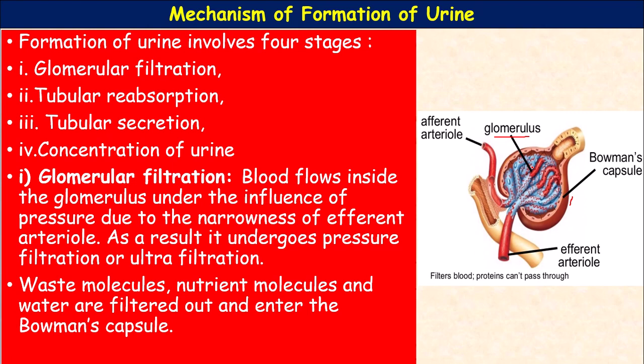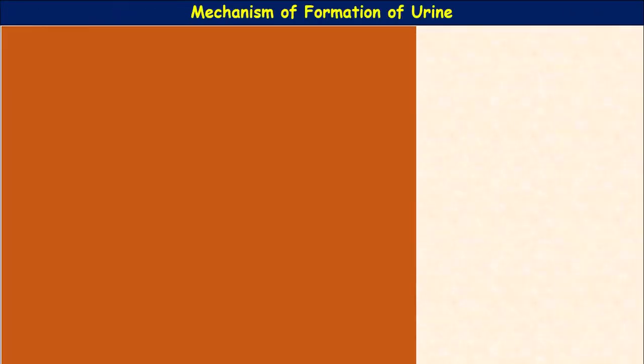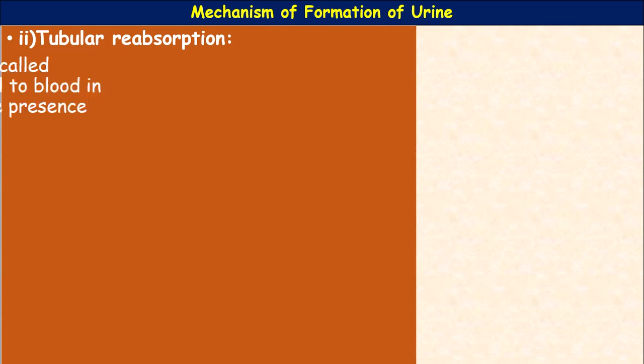Okay, so here only the concept is given. Everything is given in your book, please read. Let us proceed to the second stage. What is that second stage of filtration? Tubular reabsorption. What is tubular reabsorption? It occurs in two ways. One is active and the second one is passive reabsorption.